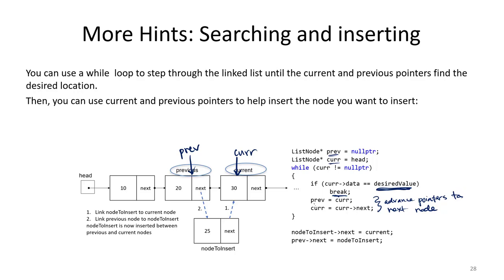Once I have found the insertion point, it's really easy to insert using this code. First, I take node to insert's next pointer and I attach it where current points. Then, I take my previous next pointer and I make it connect to node to insert's location.